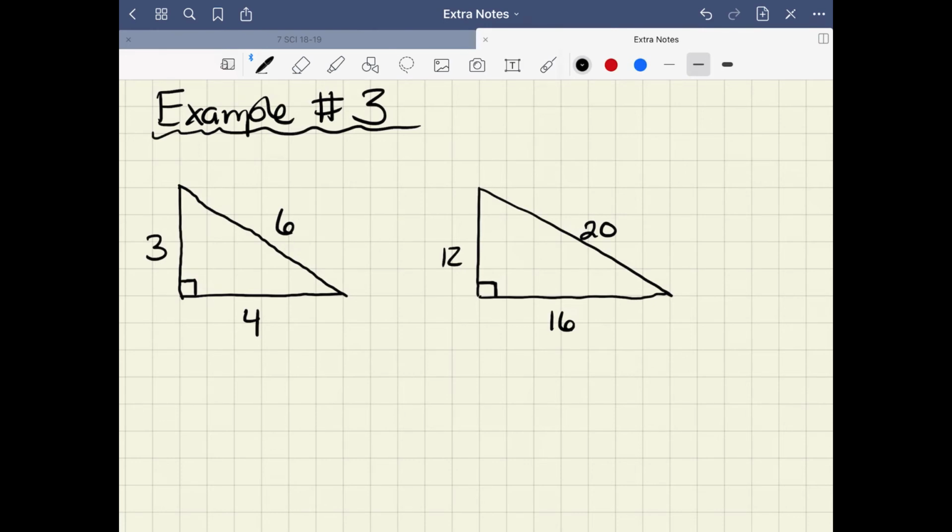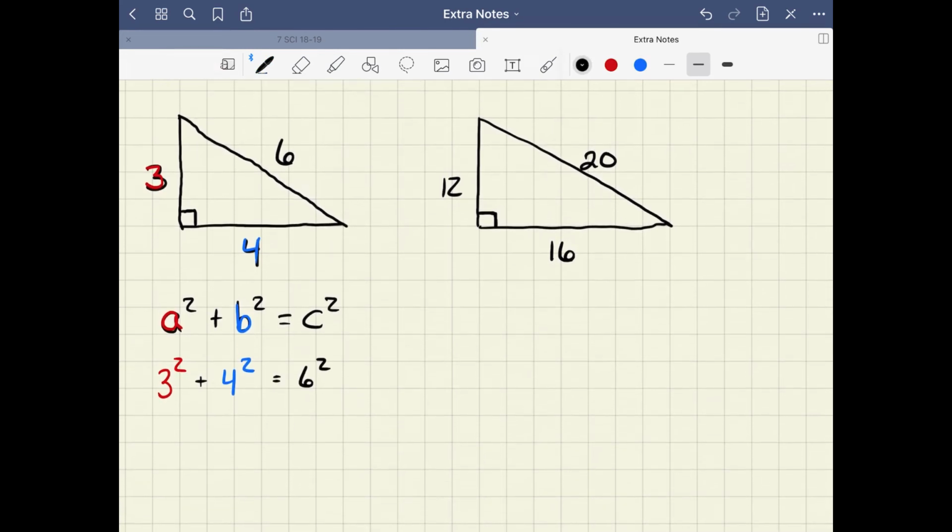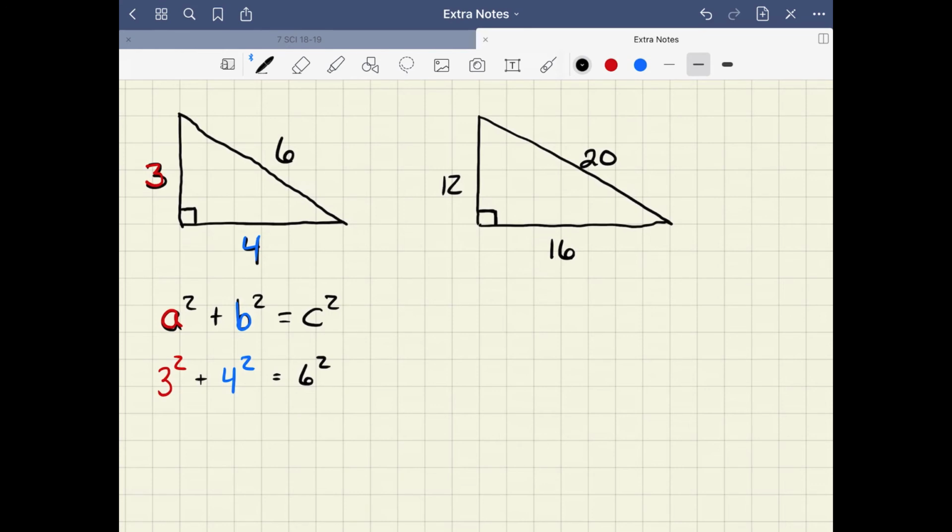And so let's go ahead and try this. We start with a squared plus b squared equals c squared. And we identify our values, 3, 4, and we'll leave c as blank. And so what we're going to do is plug in these values. So 3 squared plus 4 squared equals 6 squared.